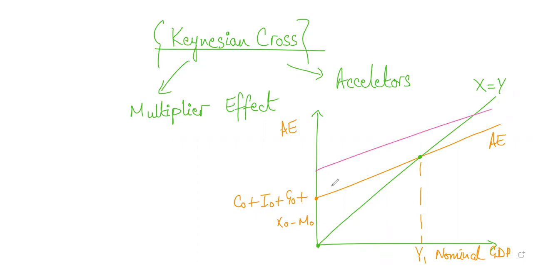Think about this. When any of your autonomous components increase, especially the injections, which include investment, government spending, and exports, what happens? Your aggregate expenditure line will shift upwards.